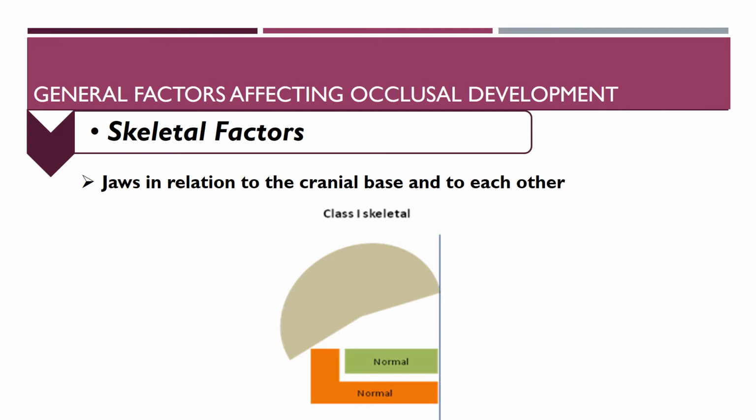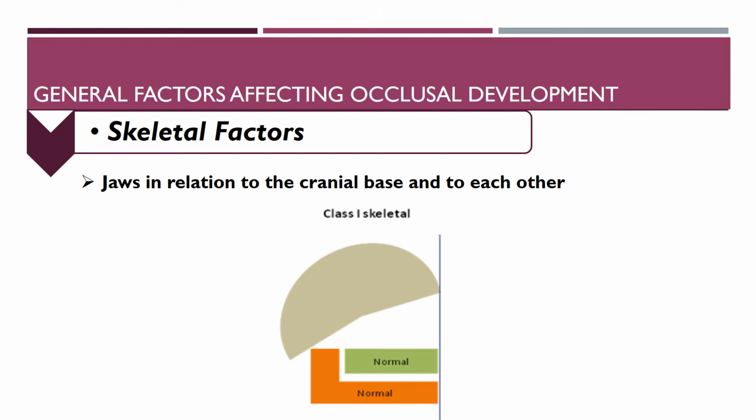First, jaws in relation to the cranial base and to each other. Jaws are part of the head. Therefore, each jaw may vary in its positional relationship to other structures of the head. Such variation can occur in sagittal, lateral, and vertical planes. In orthodontic diagnosis, it is usual to relate the position of upper and lower jaws to the anterior cranial base, and each jaw can vary independently in its relation to the cranial base.